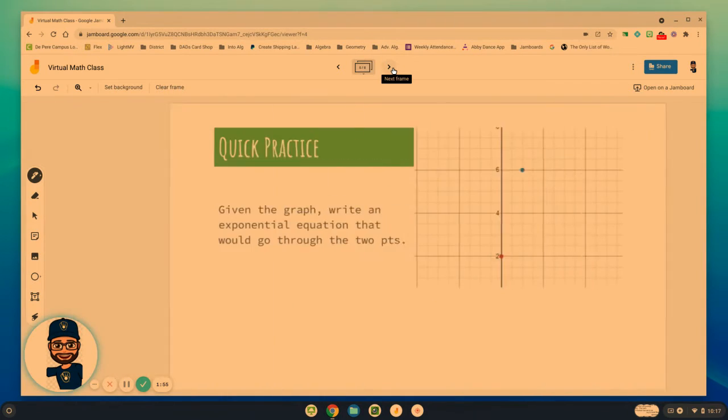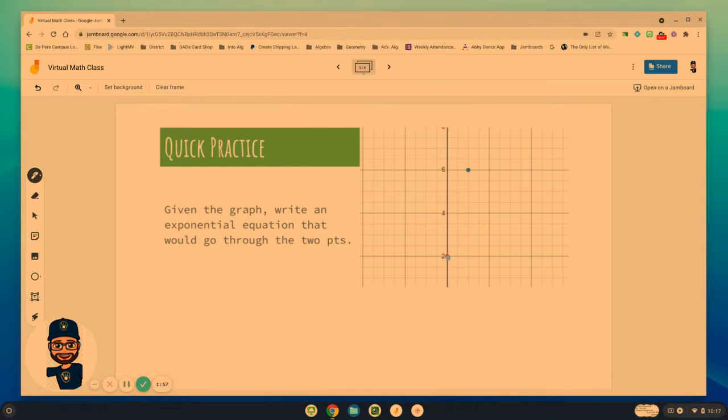The fourth one is a little bit of a challenge. We've got 2 points, one here at 2 and one up here at 6. Each one of these is going to represent a half of a unit. So this would be 1, this over here would be 2, and then 3, and then 4. Can you write the exponential equation to represent an exponential function that goes through those 2 points?